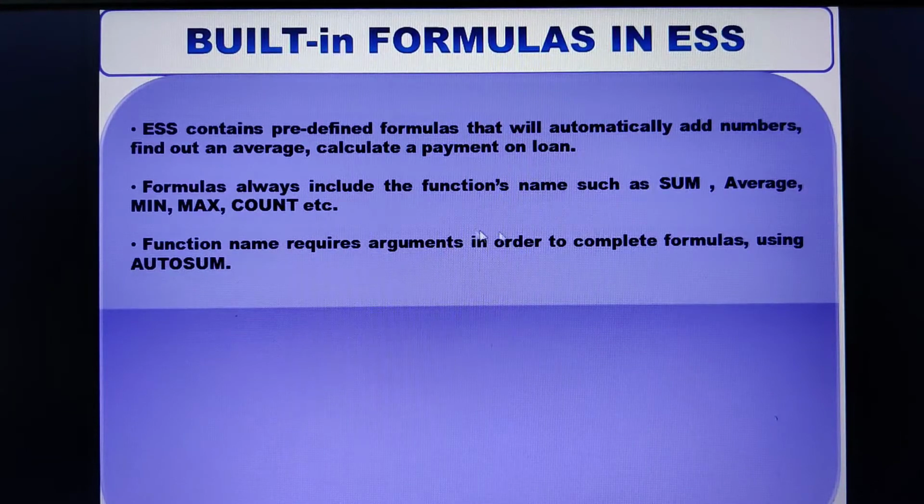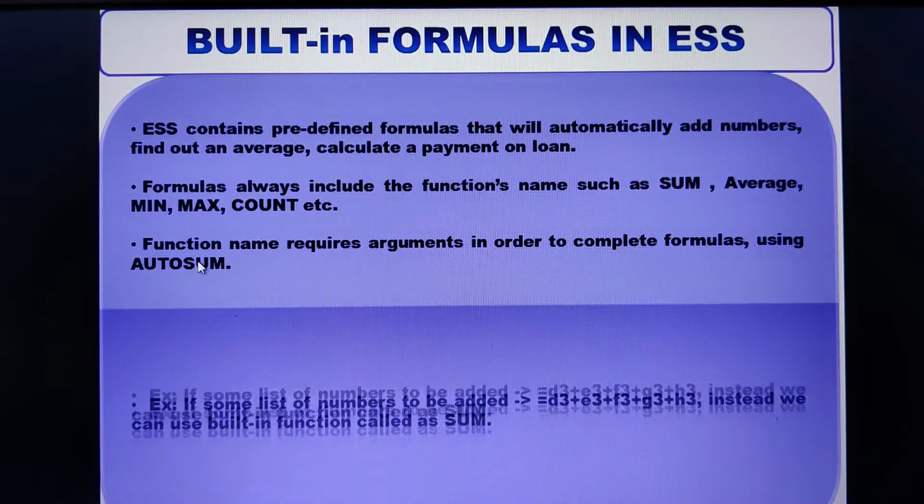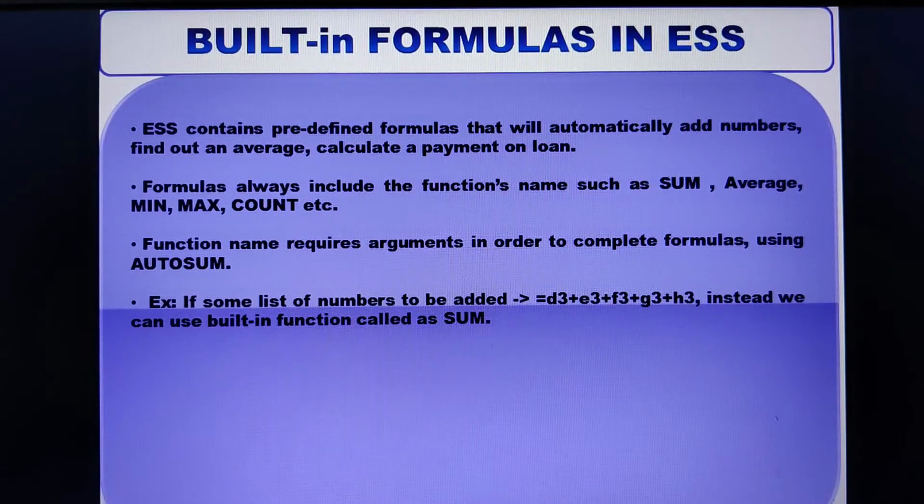We can perform all these operations by using an option known as AutoSum. AutoSum is a function that helps you automatically calculate the sum, average, minimum, maximum and count. Let us consider certain values in a set: D3 has some value, E3 has some value, F3, G3, H3. All these are cell numbers, isn't it? Cells are represented with a column name followed by the row number.